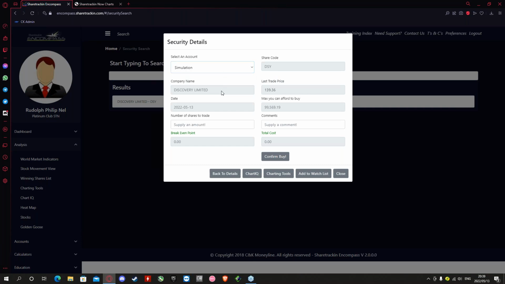It will show you the company name, the company code, the date, the last trade price, the max you can afford to buy, and then you need to fill in the amount of shares that you want to buy, and also the comment.